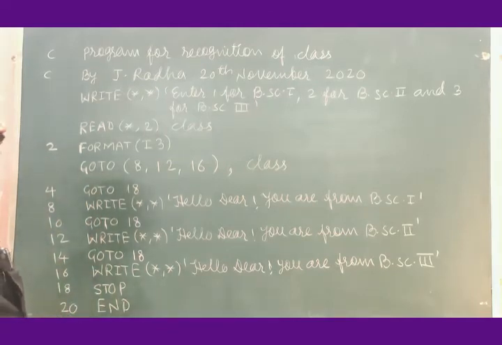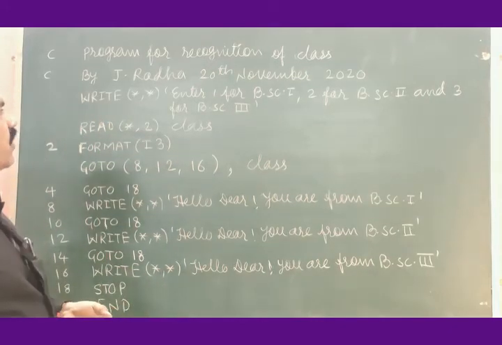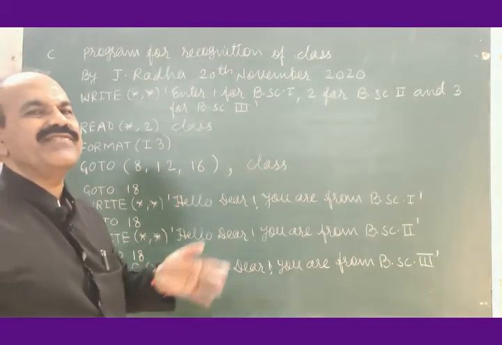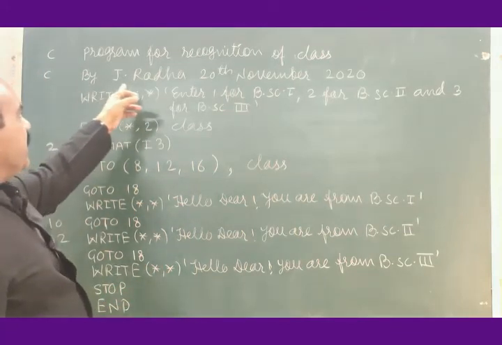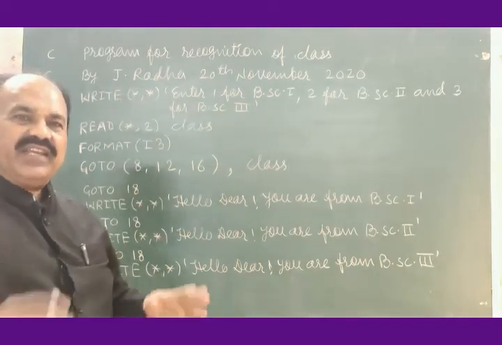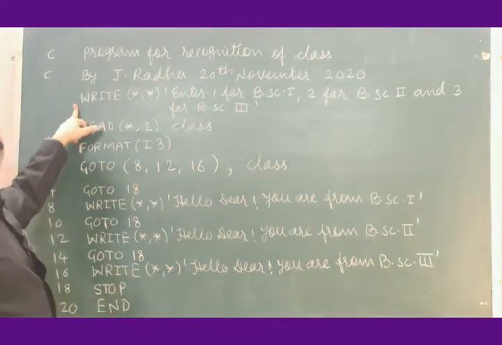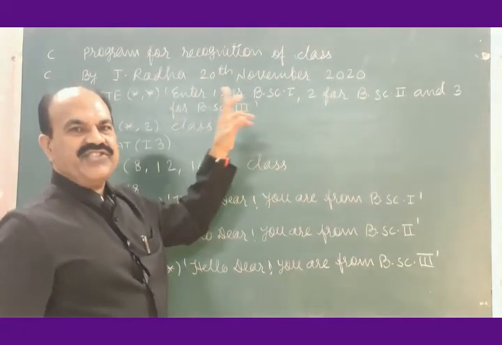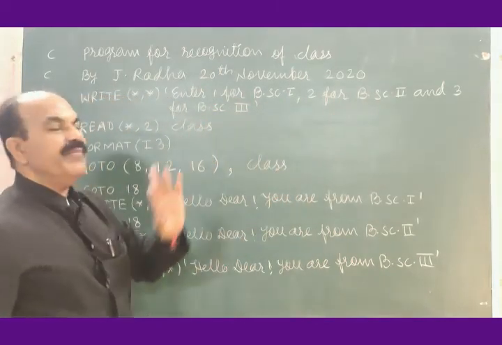This is a simple program to recognize class, a program for recognition of class. I have taken this for science faculty graduation. Developed by J. Radha, 20th November 2020. You can put any name, you can put your name here. This is a comment line. The actual program starts here. Write asterisk, comma, asterisk: Enter 1 for BSc first year, 2 for BSc second year, and 3 for BSc third year.